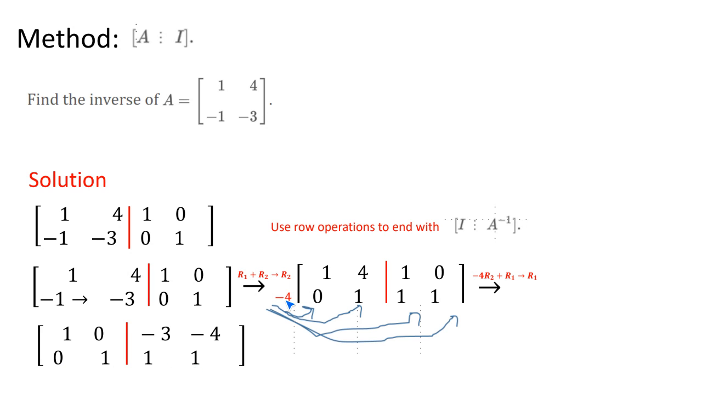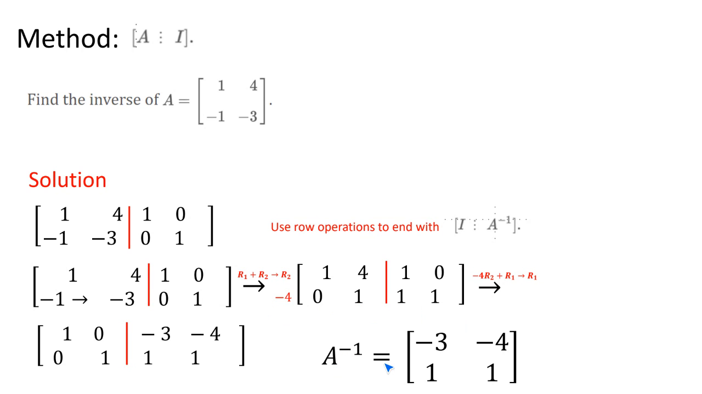And now I can say negative 4 times 0 is 0, plus 1 is 1. So I write my 1 here. Negative 4 times 1 is negative 4, plus 4 is 0. So I write my 0 here. And negative 4 times 1 is negative 4, plus 1 is negative 3. And negative 4 times 1 is negative 4, plus 0 is negative 4. So now we have our identity matrix on the left side, and we have this information on the right. So this information on the right is what is going to be called our inverse. So we can just write A inverse is equal to negative 3, negative 4, 1, and 1. Okay, so that's going to be your second method.